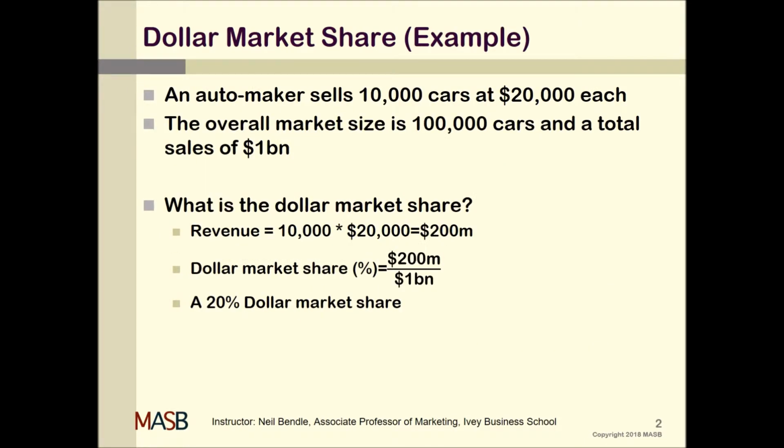So let's see an example of this. An automaker sells 10,000 cars at $20,000 each. The overall market size is 100,000 cars. So here we can easily see the unit market share, and that's just the 10,000 cars the automaker is selling over the 100,000 cars that are sold in the market. So that's a 10% market share.